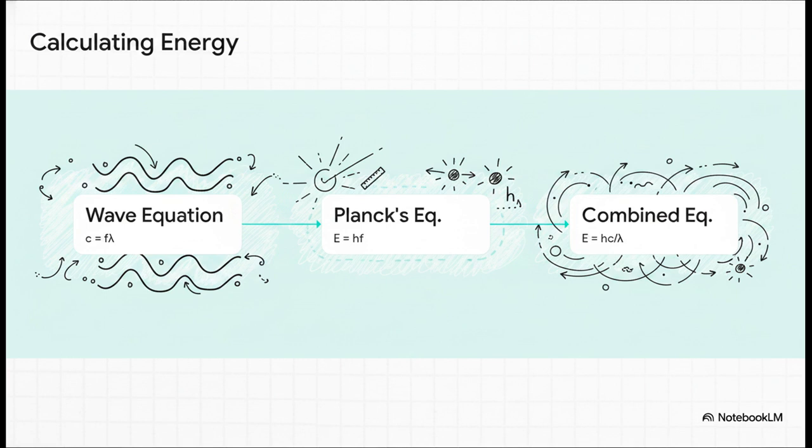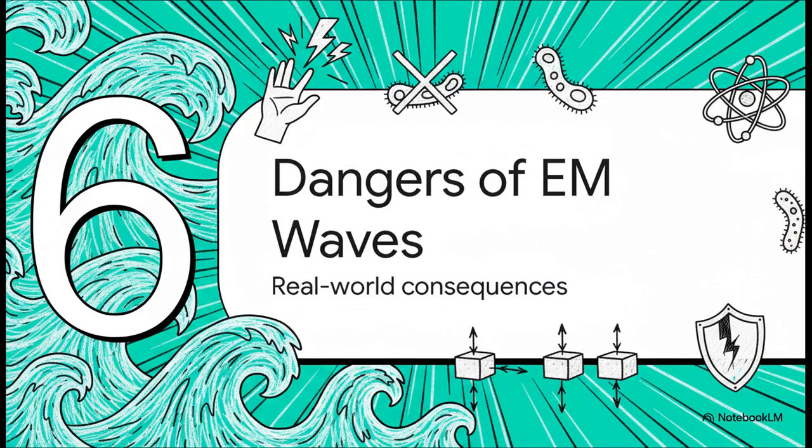Finally, step 3 is the combined equation. Energy equals Planck's constant times the speed of light, all divided by the wavelength. So if you've got either the wavelength or the frequency, boom, you can always find the exact energy of that photon. And finally, Section 6, Penetration and Dangers, the real-world consequences of high energy.